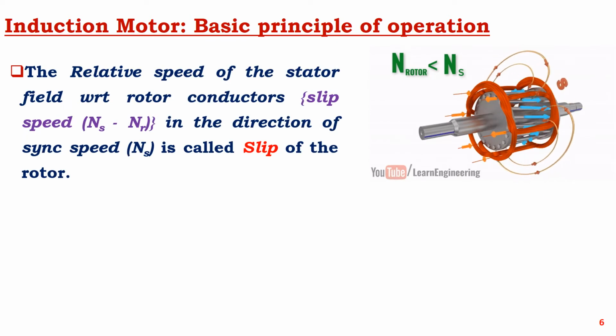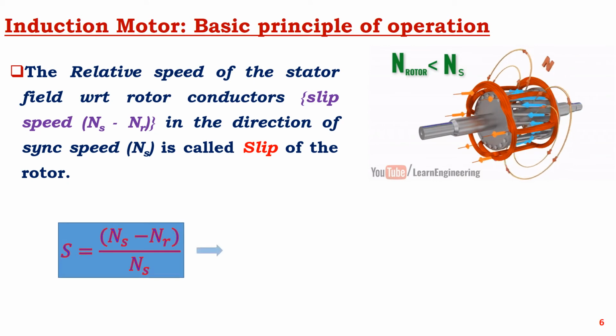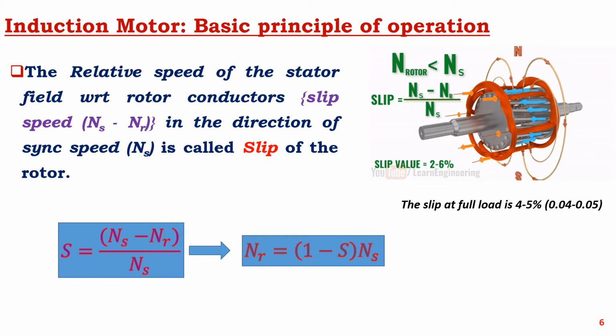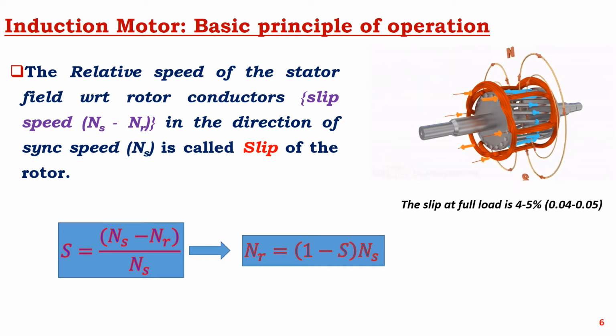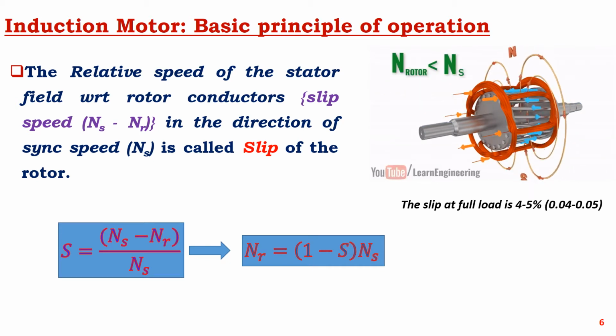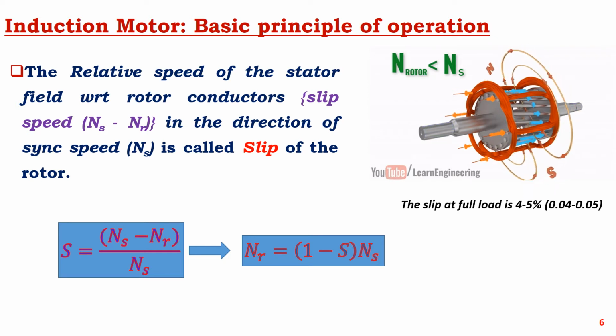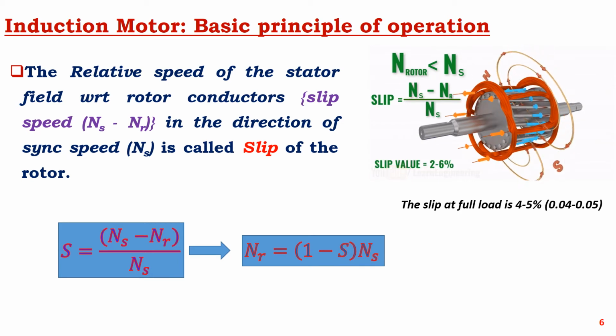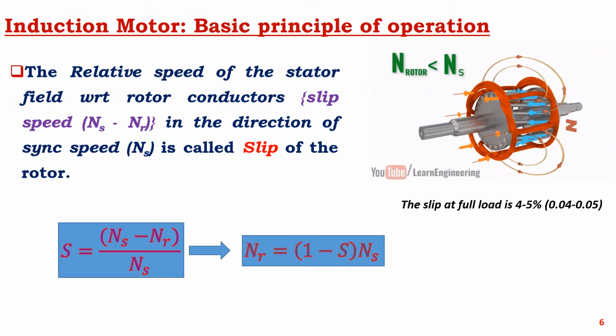The relative speed of the stator field with respect to rotor conductors, which is known as slip speed, Ns minus Nr, in the direction of synchronous speed, Ns, is called slip of the rotor. Then the slip equation, s = (Ns − Nr) / Ns, where Ns is the synchronous speed of the stator field, Nr is the speed of the rotor. Then Nr = (1 − s) Ns.